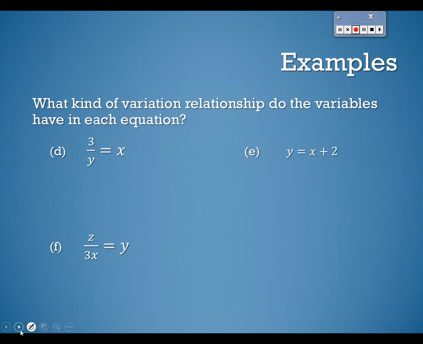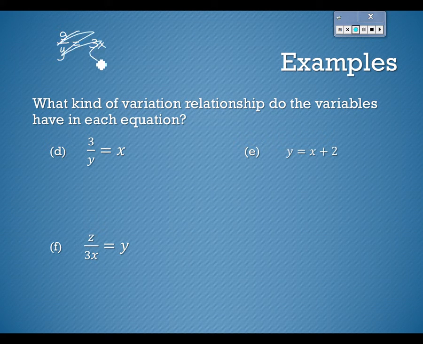Well, why don't you give me some legal algebraic operations to do here? What do you want to do on both sides? How do you want to mess with this? Multiply by 3. If you multiply both sides by 3, you get 9 over y equals 3 times x. You may do that, but was it helpful? No. Okay.